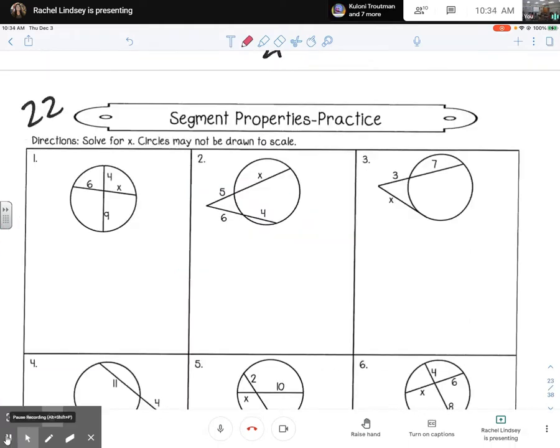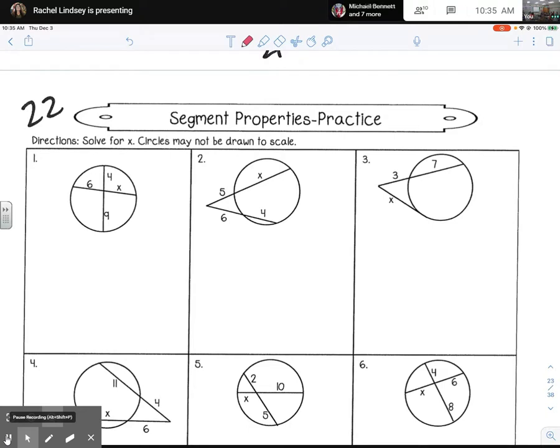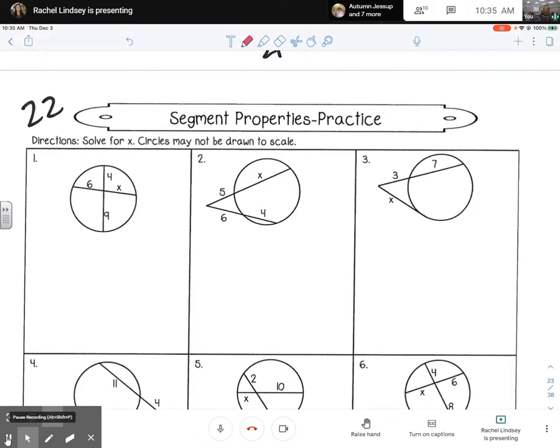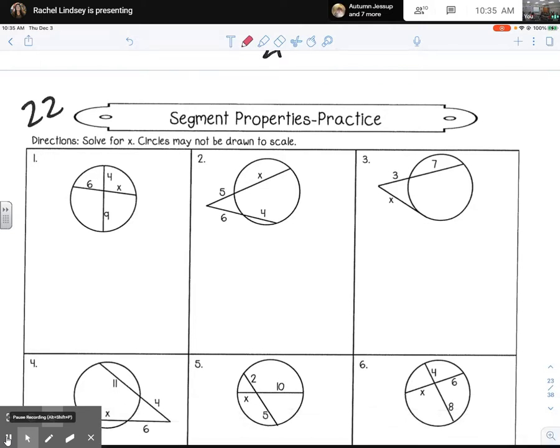Okay, page 22, we've got 2 segments inside, we got 2 boards. Part times part equals part times part. Okay, so part times part equals part times part, so 6 times what? 6 times x equals 4 times 9. So 6x equals 36. 36 divided by 6 gives you 6.